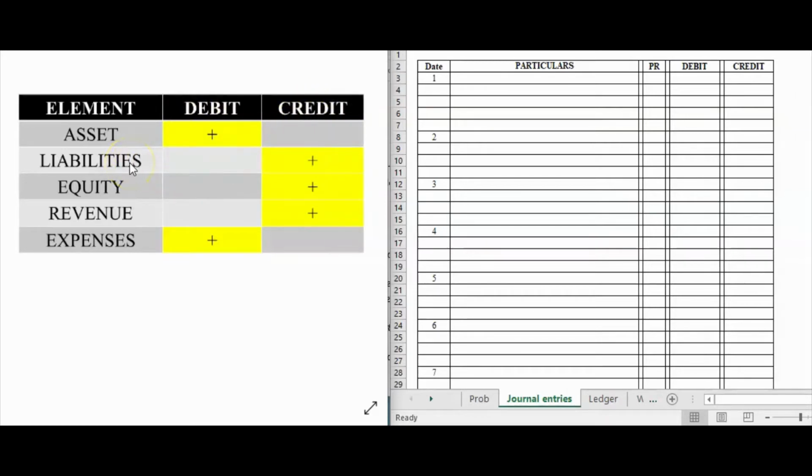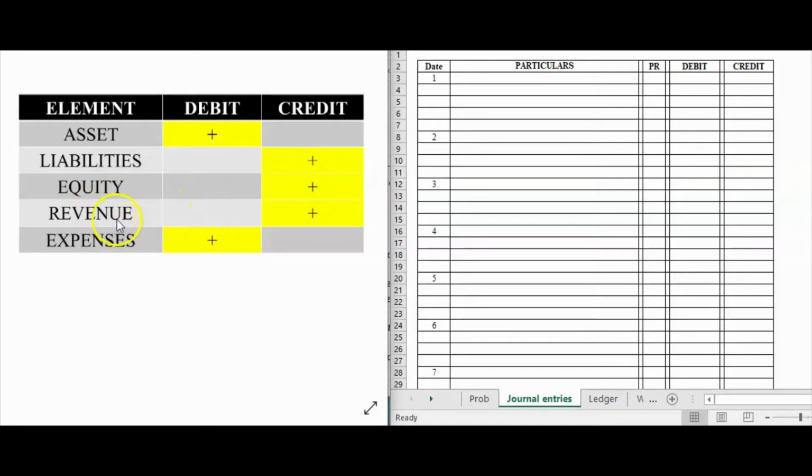Next is we have the liabilities. Example ng liabilities, meron tayong accounts payable, notes payable, tax withheld payable. So these account titles, kapag nag-increase in a transaction, you should credit it. Otherwise you should debit it, pag nag-decrease naman. Same with equity and revenue. So equity, nandyan si capital. Si drawing, under equity siya, however, ang normal balance niya is debit because it is a contra capital account.